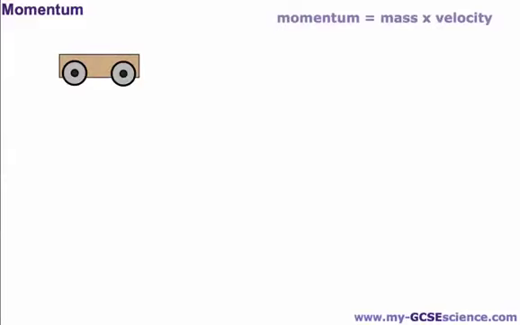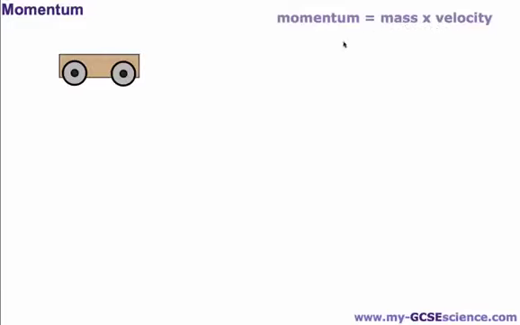Now, to work out the momentum of an object, we have to have two measurements for it, and those two measurements are the mass and the velocity. So the momentum of any object depends on its mass and its velocity. So how do we work it out?